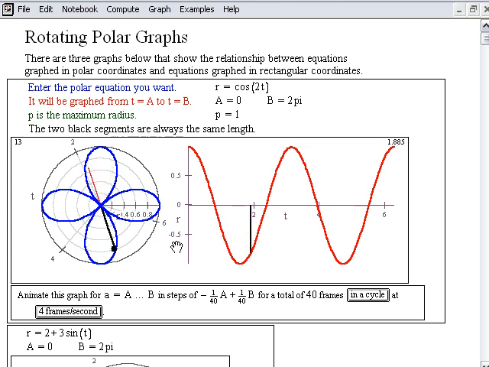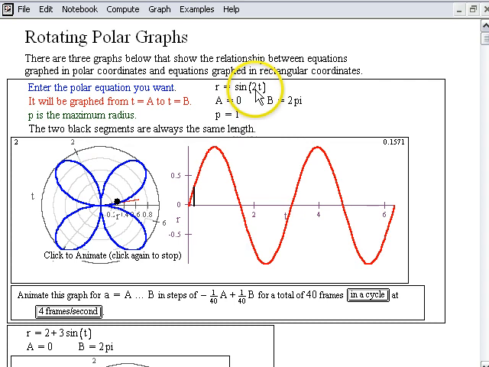So there's a positive petal, there's a negative petal, there's a positive petal, and a negative petal. And that's also a 4-petaled rose, r equals cosine 2 theta. Okay. I'm going to switch back to sine.